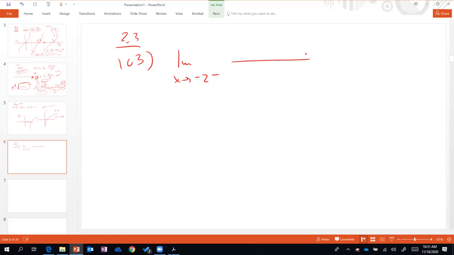I factored it, and on the top I got 2x minus 1 and then x plus 4, and then 2x minus 1, x plus 4, and x plus 1 and x minus 2 on the bottom.